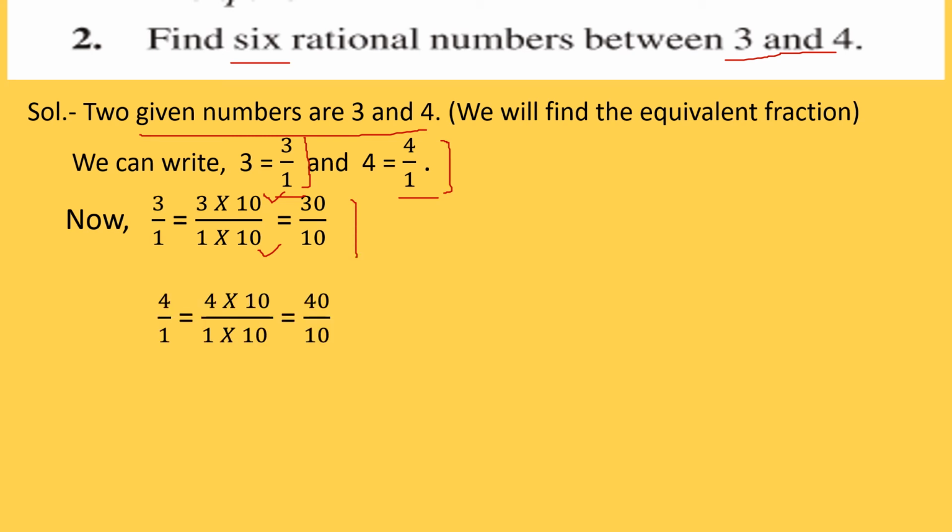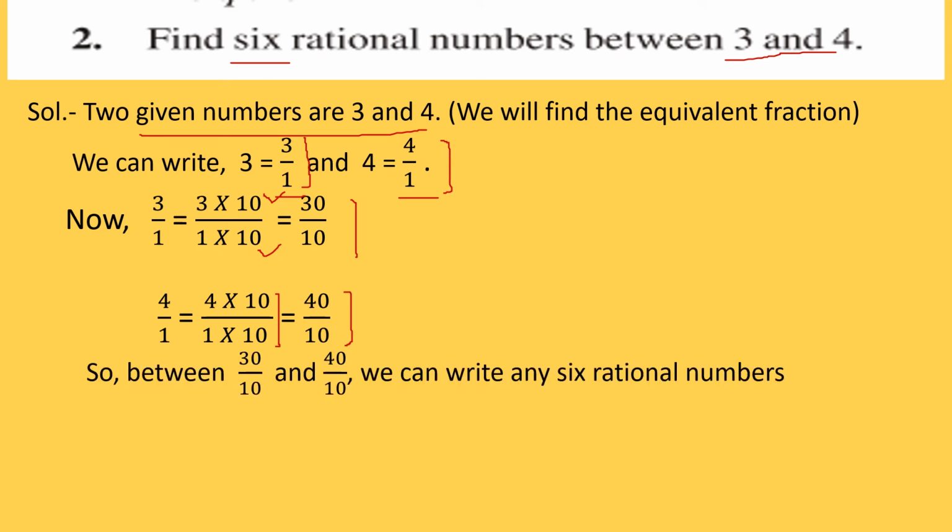Now the next rational number, 4 by 1, with the same number 10 and 10, I am multiplying numerator and denominator and I am getting 40 upon 10. Now between 30 upon 10 and 40 upon 10, we can write any 6 rational numbers, right? Between 30 and 40, we have 31, 32, 33 like this, 31 upon 10, 32 upon 10 like this. We can write any 6 rational numbers.